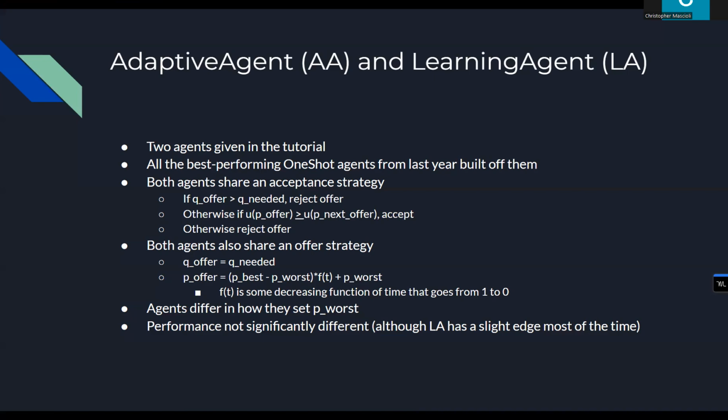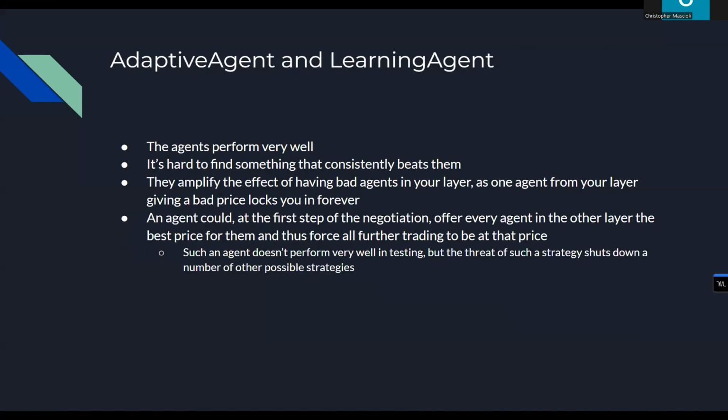The performance between the two is not significantly different. LearningAgent has a slight edge when they're run head-to-head, but when you put other agents into the environment with them, it's basically random who wins. The agents perform really well, as you can tell by the agents both being the top performers last year.